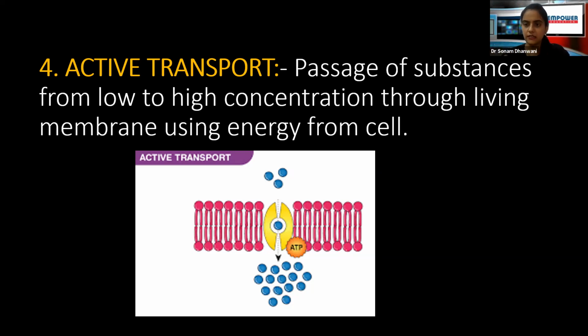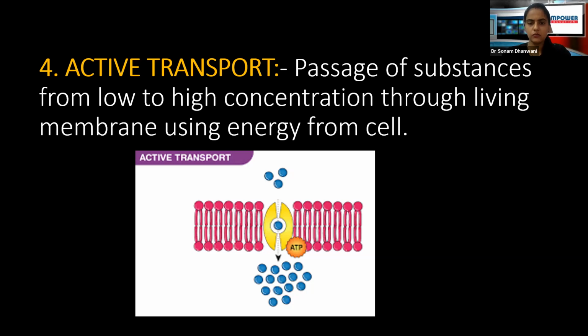So this is just an example that I'm giving you of active transport. This is what happens. Why? Because यहाँ पे जो movement हो रहा है substances का, वो low concentration से high concentration पे हो रहा है. That is why उनको energy लगता है. That is why it is known as active transport. So it is the passage from low to high concentration and it uses up the energy from the cell.